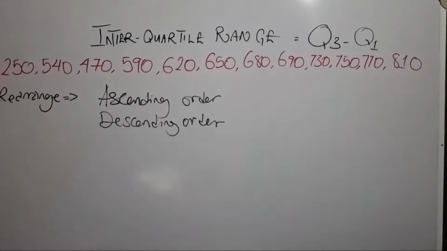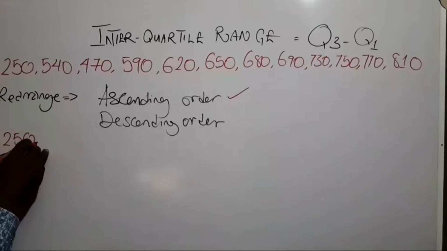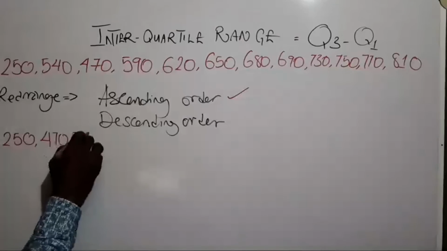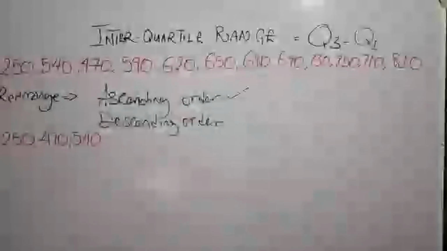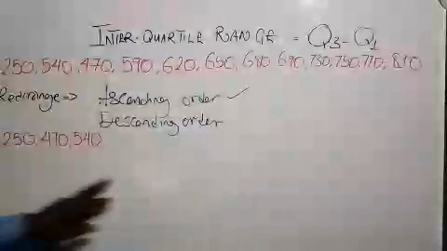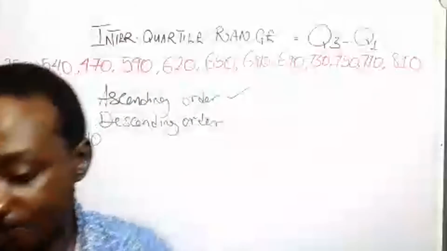So let's do this in ascending order. How do we achieve that? If we have to rearrange this, in ascending order we'd have 250, 470, 540. Please, if you are there with your calculator, you can do the rearranging as well, and let us know what your rearrangement in ascending order is in the comment section.